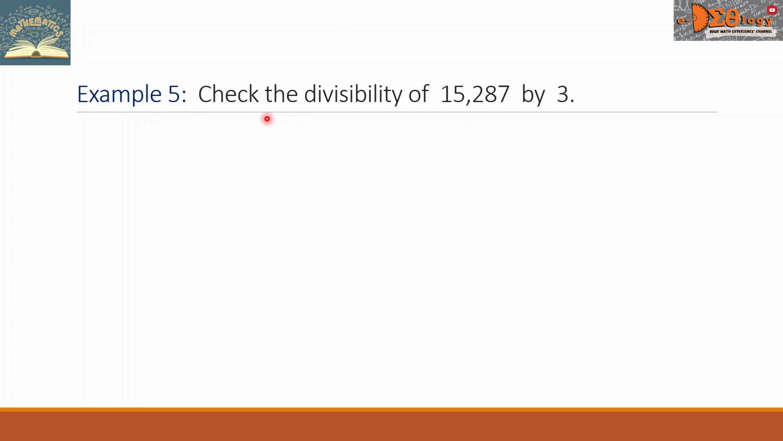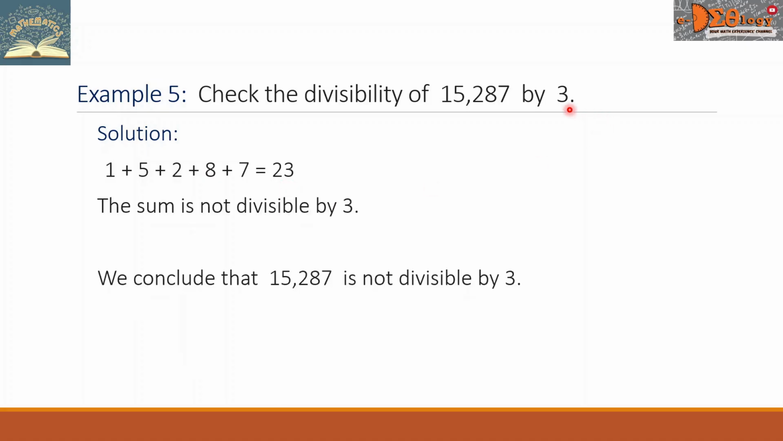Example 5. Check the divisibility of 15,287 by 3. Let us add the digits: 1 plus 5 plus 2 plus 8 plus 7. And the sum is 23. But this 23 is not divisible by 3. Then we conclude 15,287 is not divisible by 3.